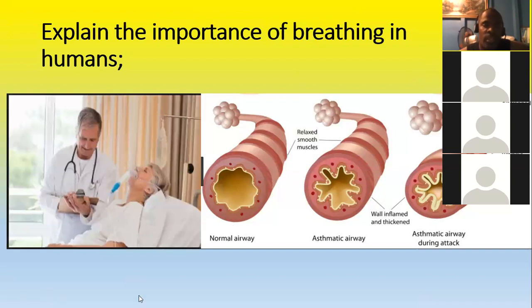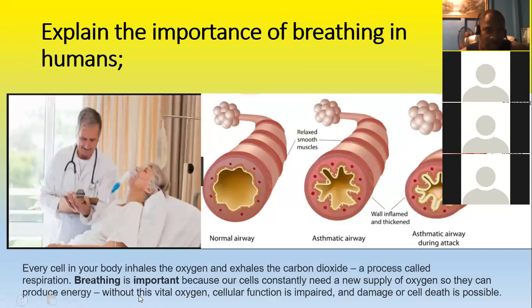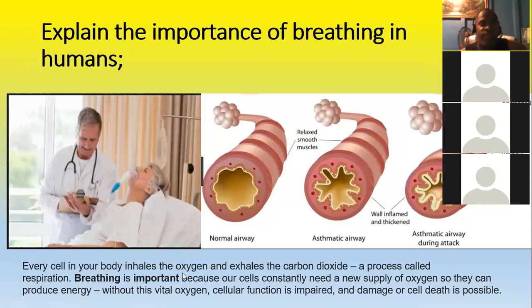So here comes another piece of information. Every cell in your body inhales oxygen and exhales carbon dioxide, a process called respiration. So breathing is important because our cells constantly need a new supply of oxygen so they can produce energy. So that's the answer for that objective. Without this vital oxygen, cellular function is impaired and damage or cell death is possible. So the answer is: breathing is important because our cells constantly need a new supply of oxygen.